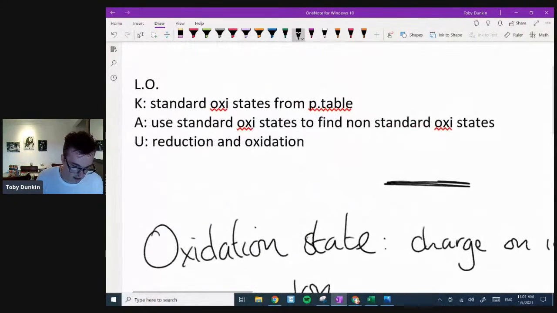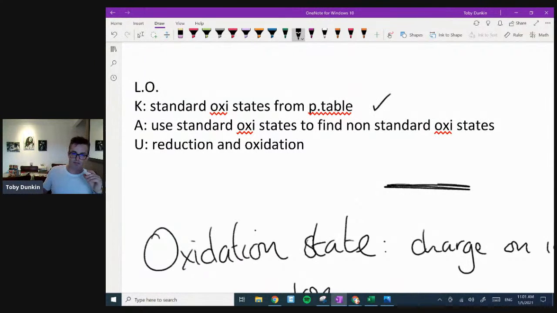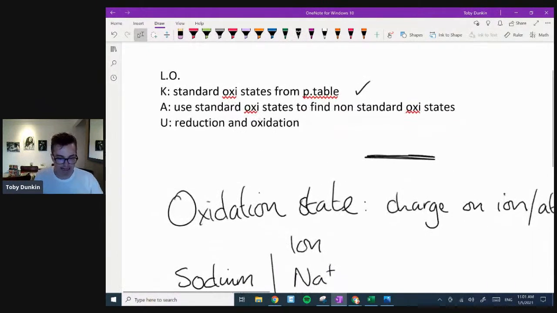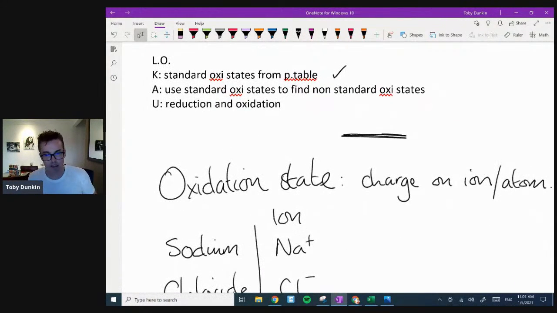So at this point, I'm pretty sure that everyone in this room can do my first learning objective. If I ask you for a standard oxidation state of an element in my periodic table, you will be able to tell me it based on your knowledge of the group numbers. Nice and easy. That's straightforward. Now what we need to do is be able to use standard oxidation states to find non-standard oxidation states.